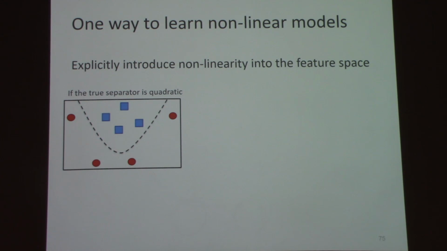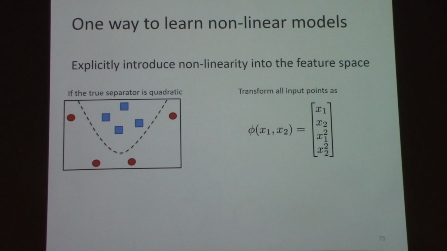We've already seen one way of doing that. One way of building nonlinear models is to explicitly introduce nonlinearity by blowing up the feature space, by transforming the features. So if you want to separate the squares from the circles, and it's clearly not linearly separable, let's say it's quadratic, you can transform all the input points to this new feature space, which consists of linear terms and quadratic terms.